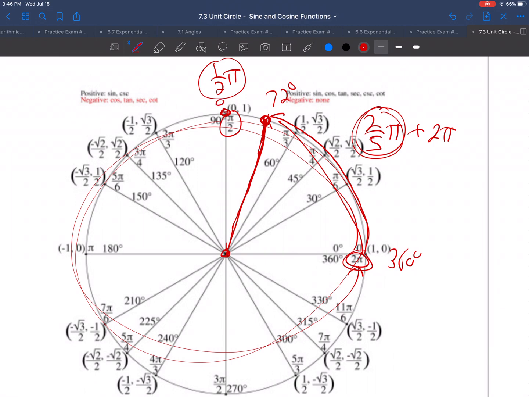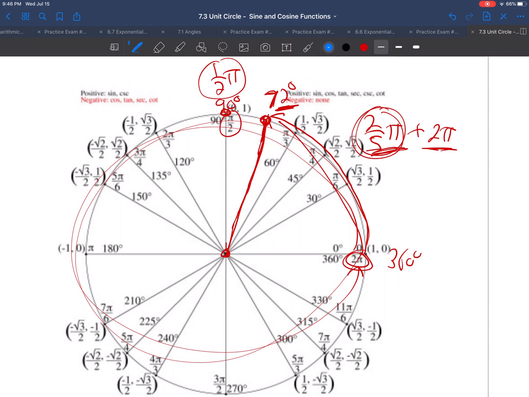See how it's just before 90 degrees? Same spot. We end up in the first quadrant, don't we? Either by the little tricky 2 and 2/5 pi, 2 pi around and 2/5 more, or the 72 degrees after doing 360. Either way, you end up in the first quadrant.